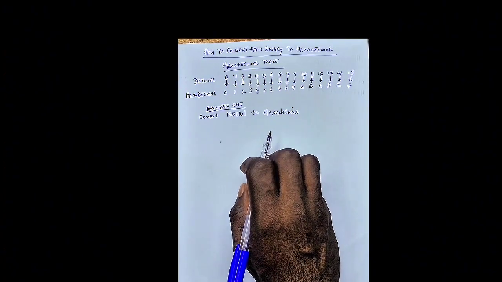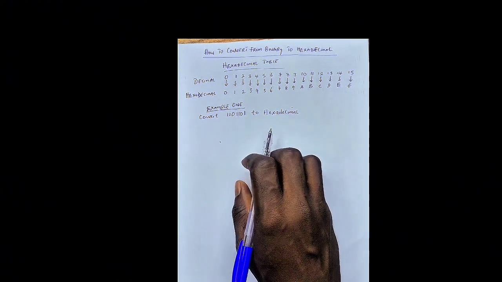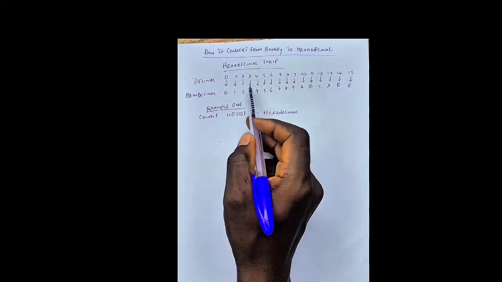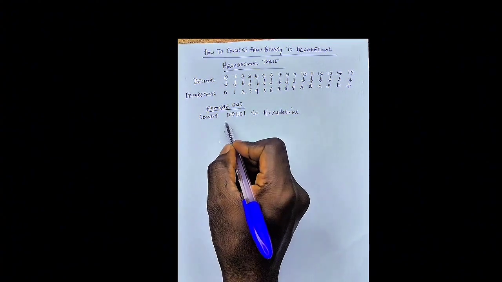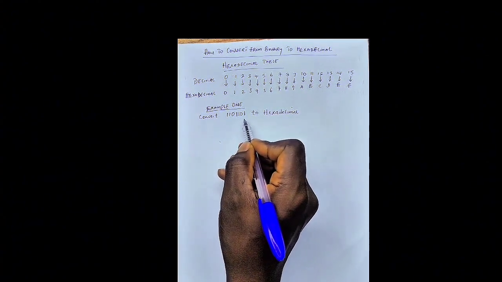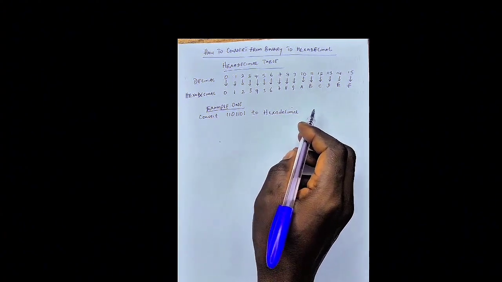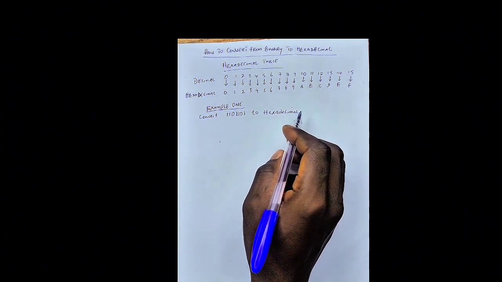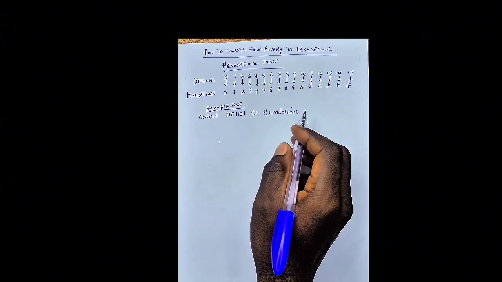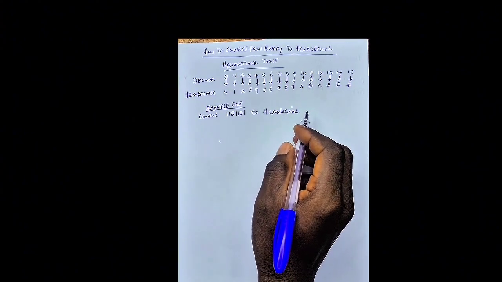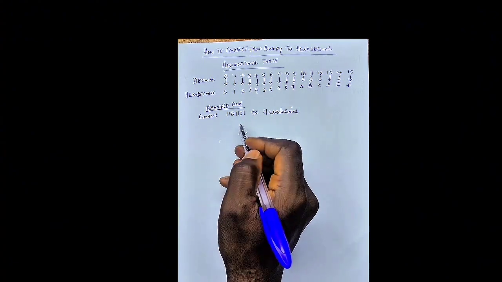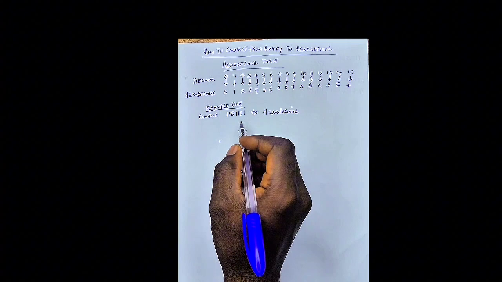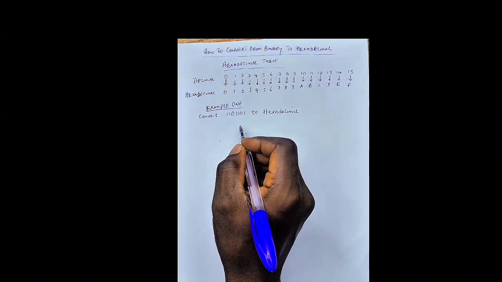How to convert from binary to hexadecimal. Now this is our hexadecimal table, and we are given an example here. Let's say convert 1101101 to hexadecimal. In order for us to convert that to hexadecimal, we are going to simply group the binary digits in 4s. Each group is going to have 4 digits, starting from the right.